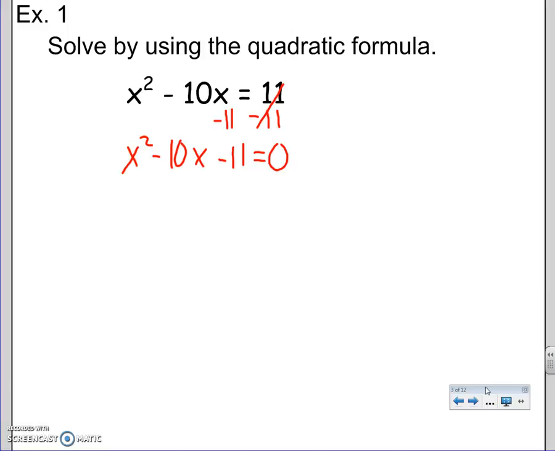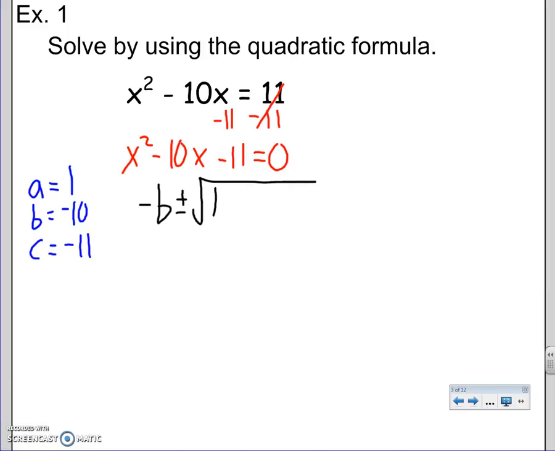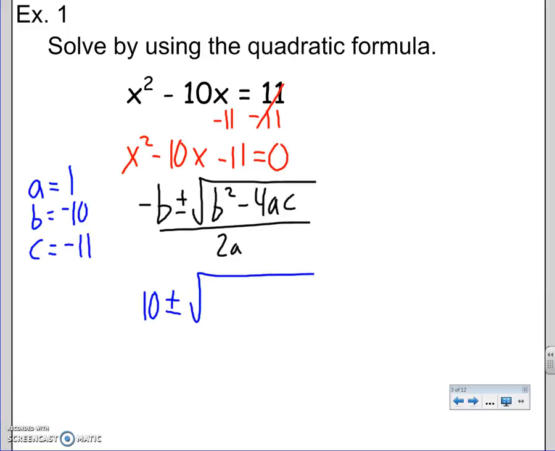That is standard form. Now I can do the quadratic formula. So what I'm going to do is say what a, b, and c are. So a is 1, b is negative 10, c is negative 11. So the formula was negative b plus or minus square root b squared minus 4ac all over 2a. We just have to fill that in. So negative b, so opposite of b, negative 10 is actually positive 10, plus or minus square root b squared, put in parentheses, so negative 10 squared minus 4 times a times c, all over 2 times a.